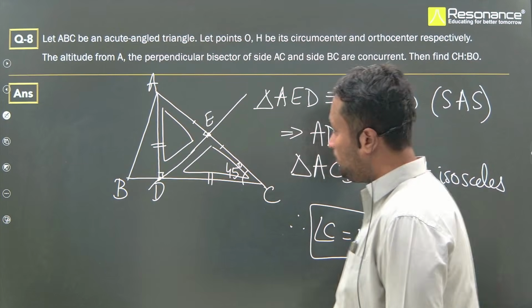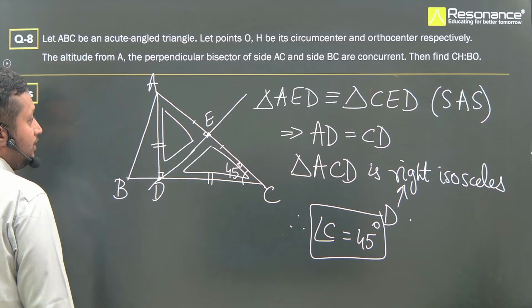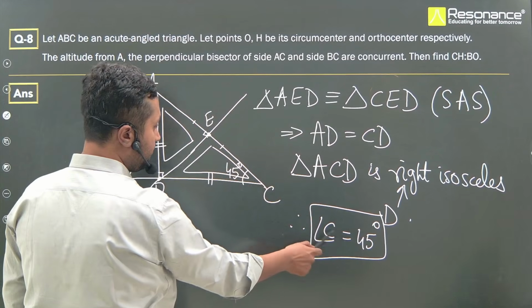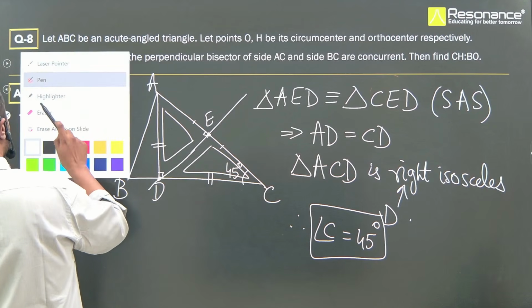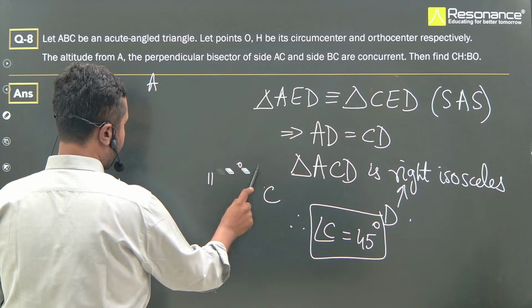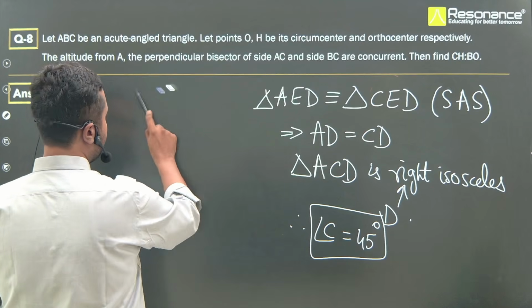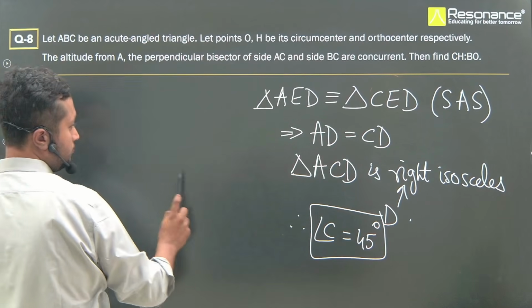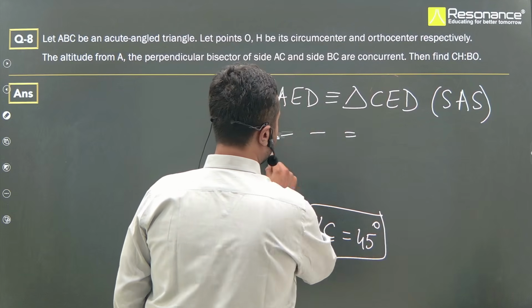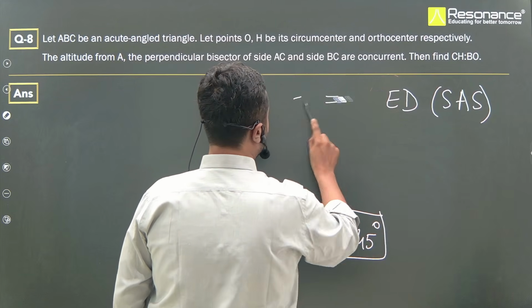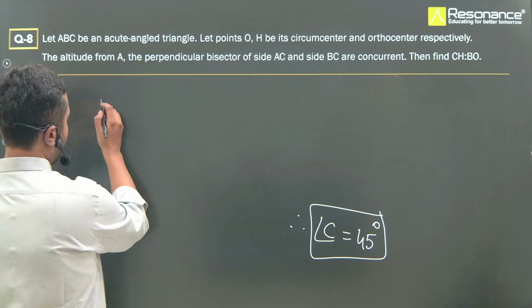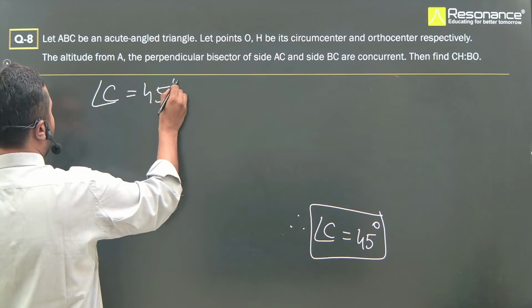Now let's find that thing. What do we want? Okay, I guess I'll have to erase this. So I hope this much is clear, right? Basically, angle C is 45 degrees. So let's just mark that, and everything else, I'll just forget about that. Yeah, so angle C is 45 degrees.